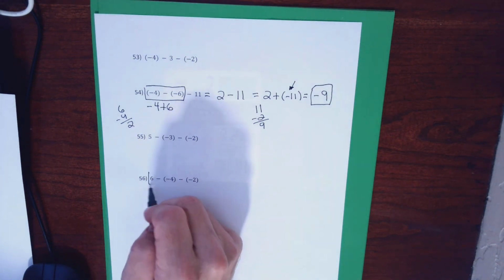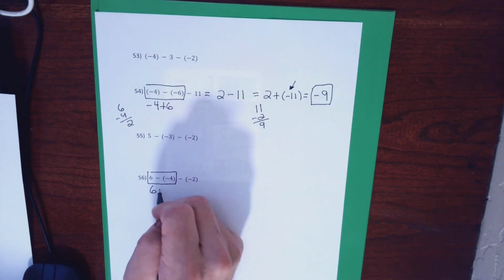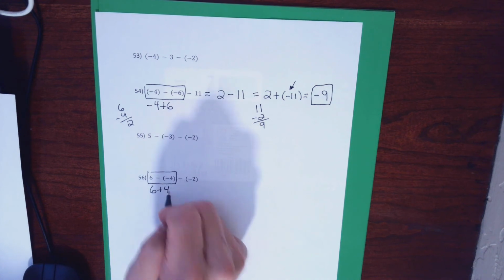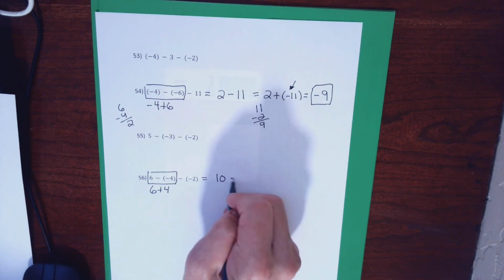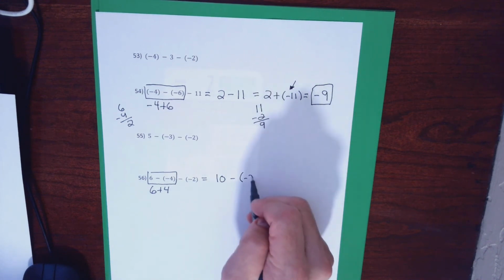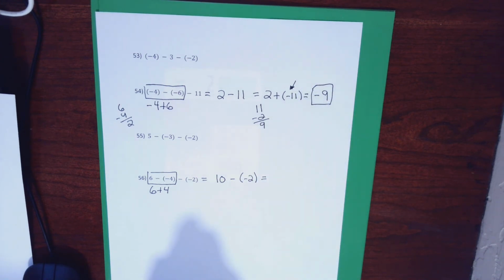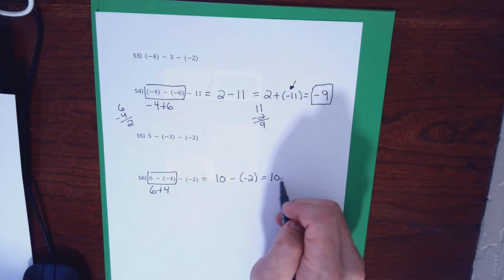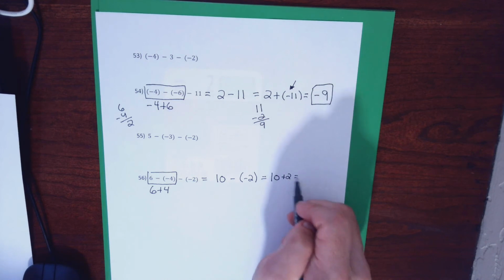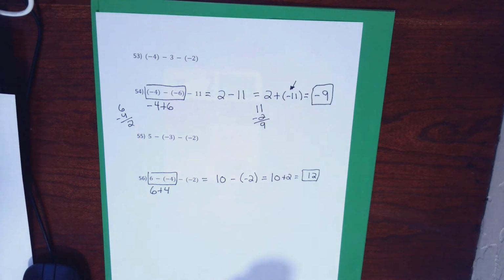I'll start 56 working with the 6 minus negative 4. The 6 minus negative 4, the double negative, I can make positive. So that 6 minus negative 4 is going to turn into 6 plus 4, which is going to be 10. I still have the minus negative 2 to contend with, and that minus negative 2, that's a double negative. I'm going to change it positive. And for an answer, I'll get 12.